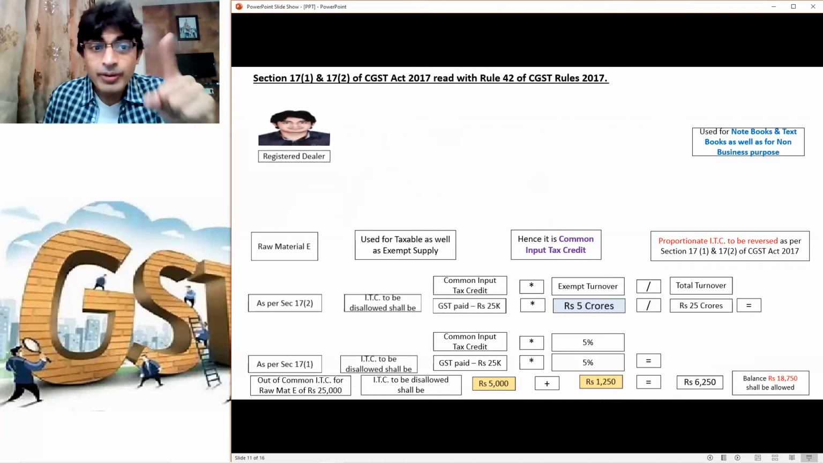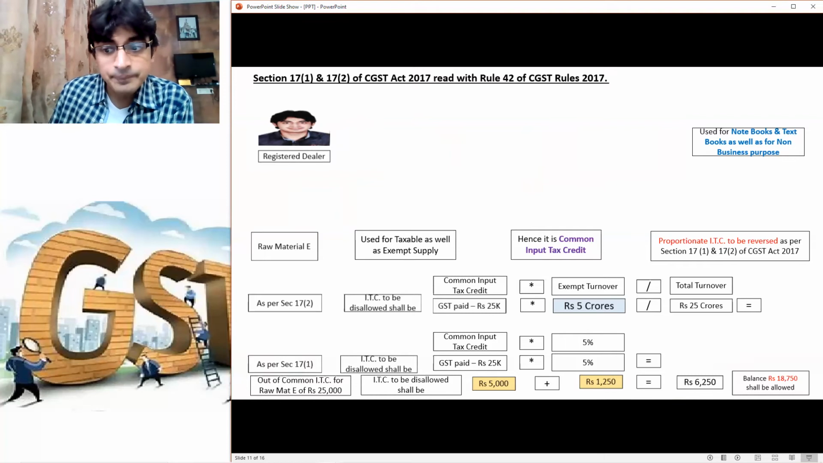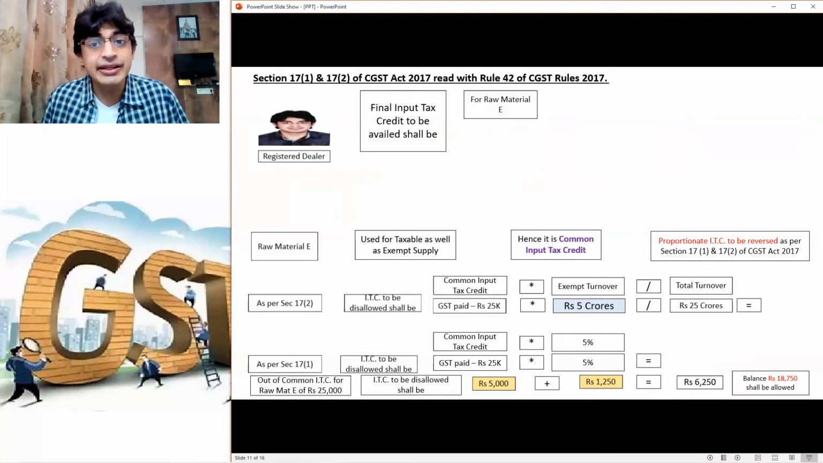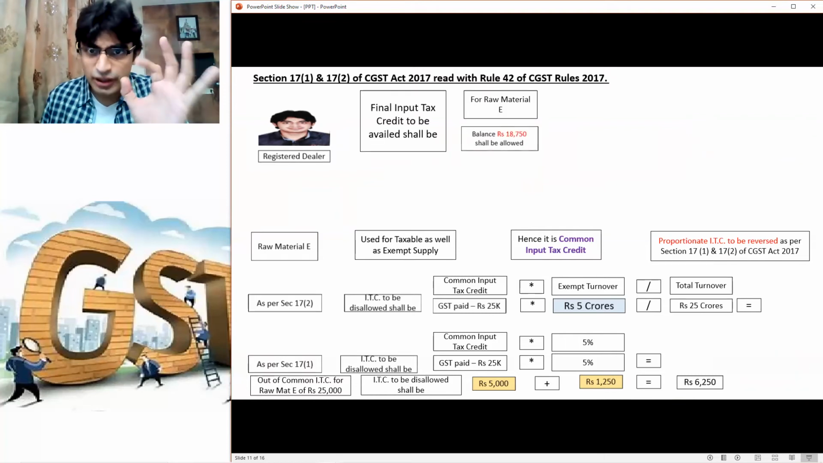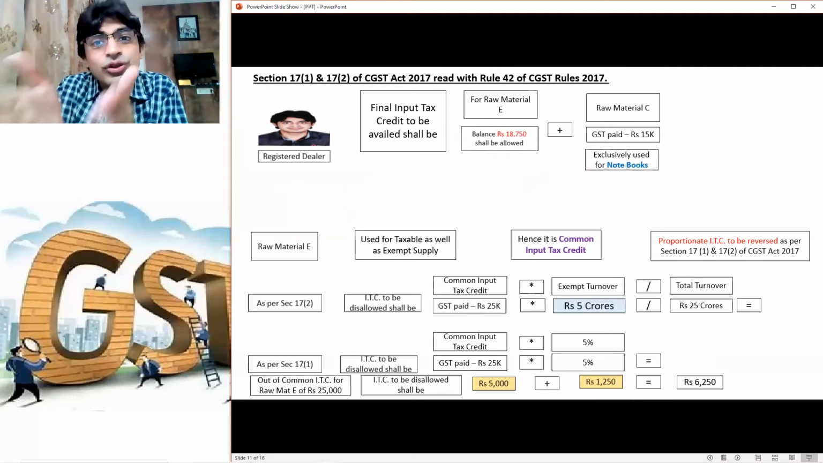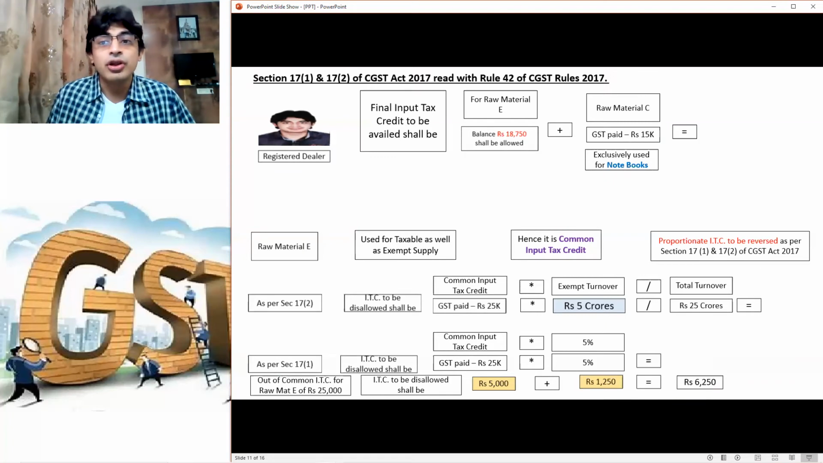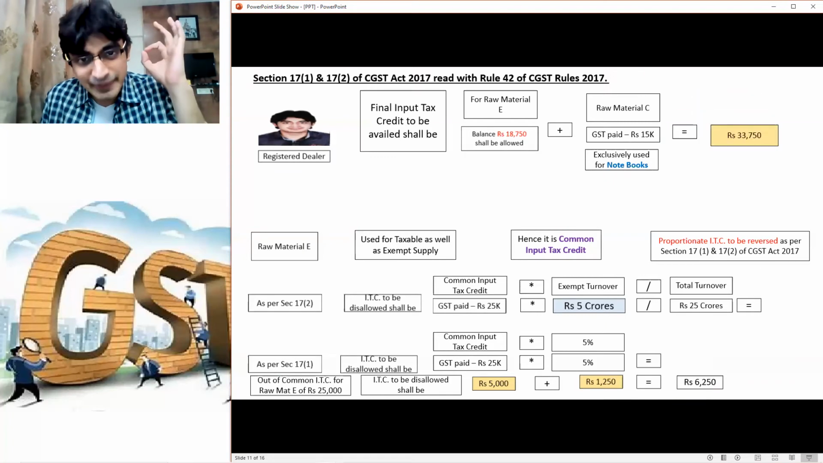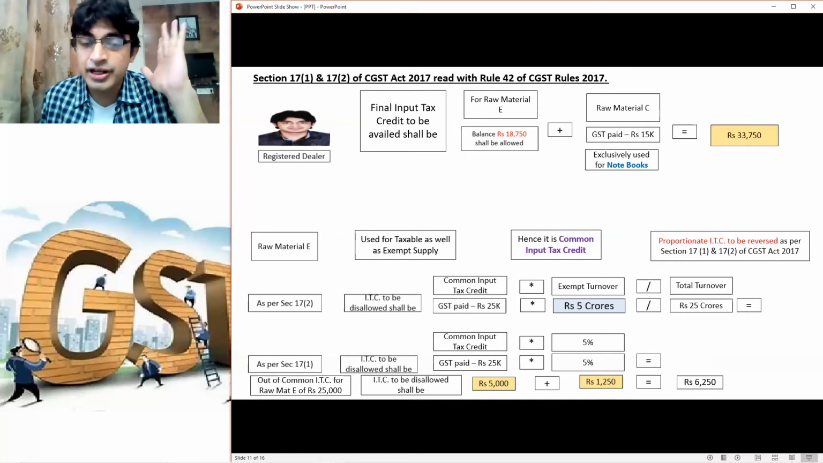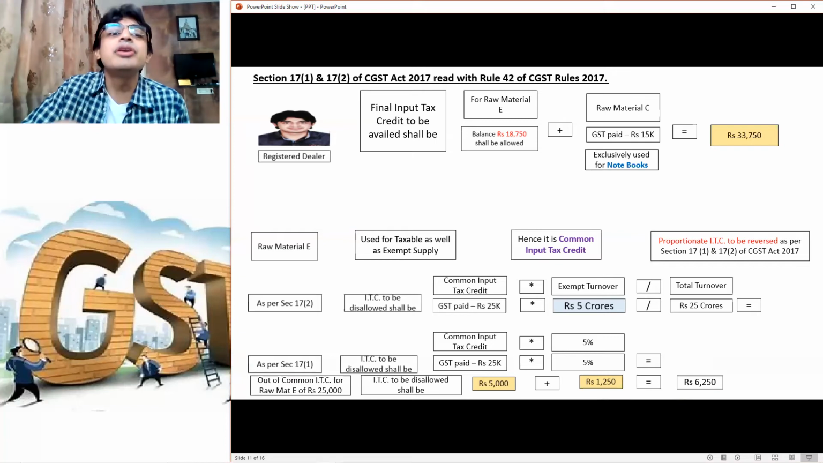Okay, so now how much ITC can the registered dealer take? ये जो raw material E पे था 18,750, that he can take. Final ITC 18,750 can be taken, plus that raw material C. This was exclusively used for taxable supply. ये भी तो पूरा मिलेगा 15,000. So how much total ITC can he claim? 33,750.